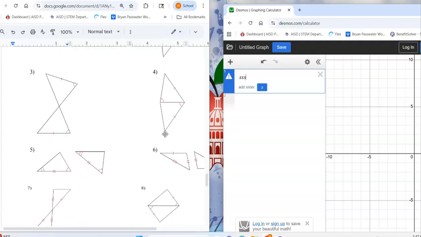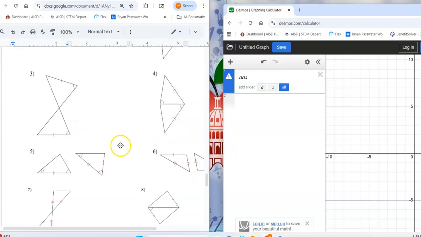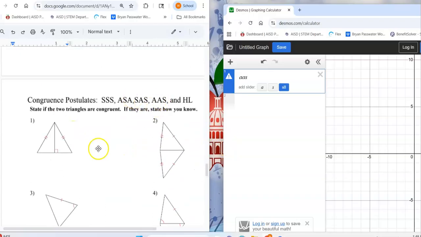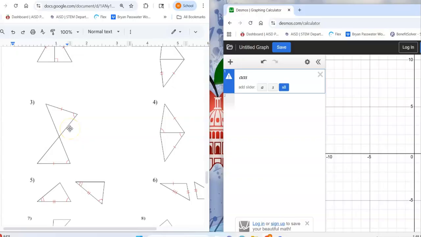I want to do a couple more. Number three, this is a side, this is an angle, and notice they have a vertical angle, which means they actually have congruent angles here. So we got the vertical angle here, we got these congruent angles here, and we got a congruent side. So number three is an example of AAS. So that is congruence.